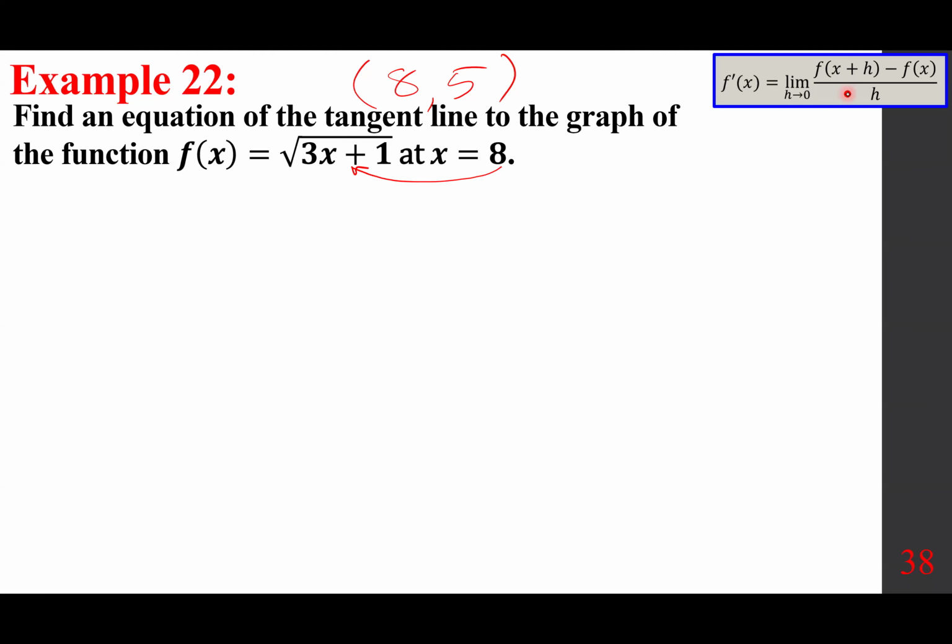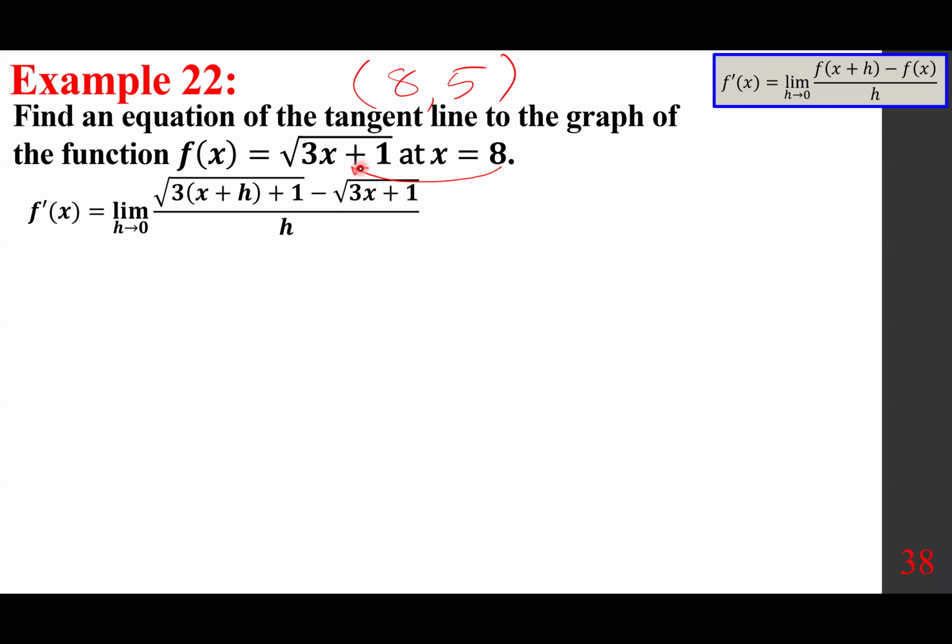So we go with the definition, f prime of x, and then at the end, plug in 8. So f prime of x is the limit as h approaches 0 of f of x plus h, which makes it square root of 3 times x plus h plus 1 minus f of x, the same thing, over h. So you get this one.